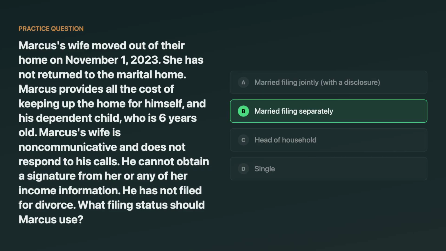The correct answer is married filing separately. He's still legally married, and he cannot file a joint return without his spouse's consent and signature. Head of household is tempting because he has a child and pays the home costs, but the question doesn't establish he meets the considered unmarried rules. On the EA exam, when the spouse won't sign, default to MFS unless HOH is clearly supported.